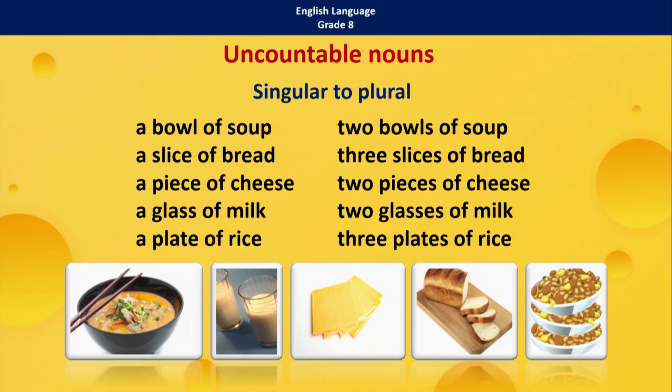Right. On one side you have what Purna and her family had for their dinner: a bowl of soup, a slice of bread, a piece of cheese, a glass of milk and a plate of rice. On the other side we have the plural form of these uncountable nouns. Can you read the list? Yes. 2 bowls of soup, 3 slices of bread, 2 pieces of cheese, 2 glasses of milk, 3 plates of rice.